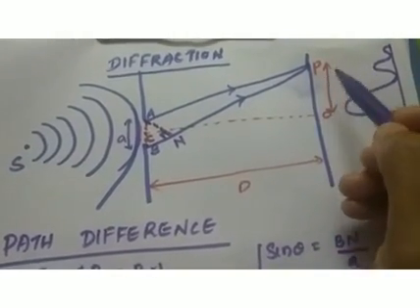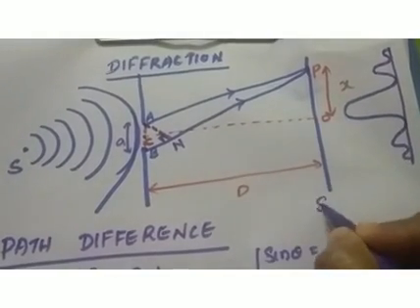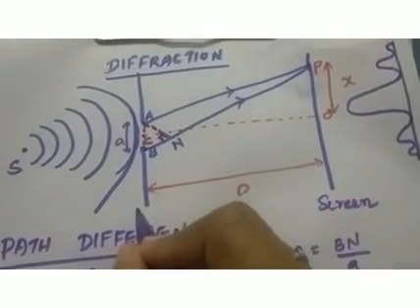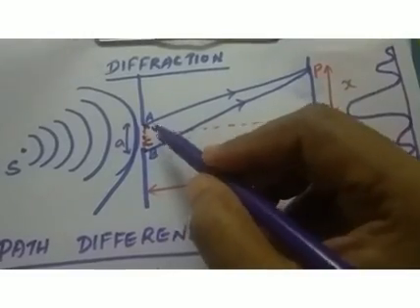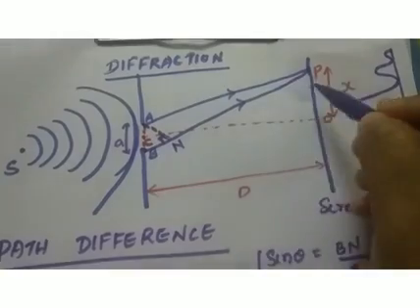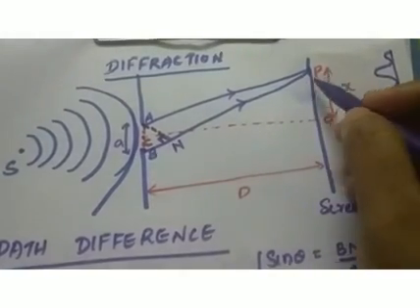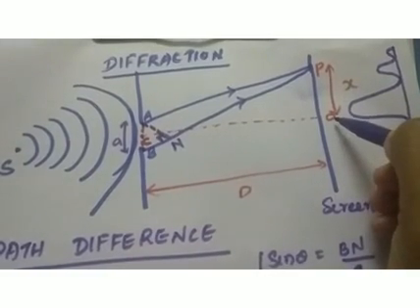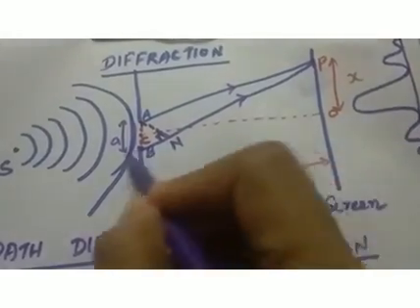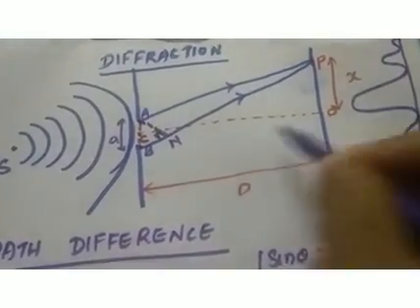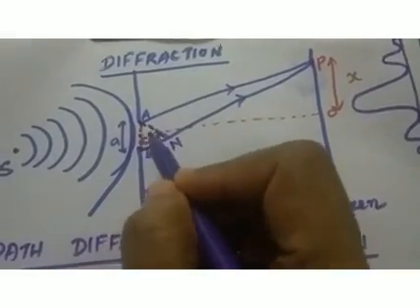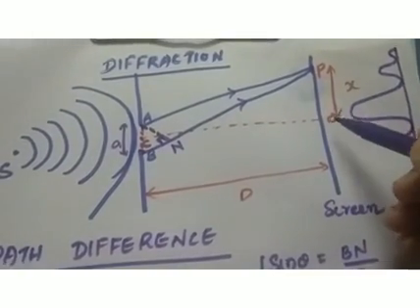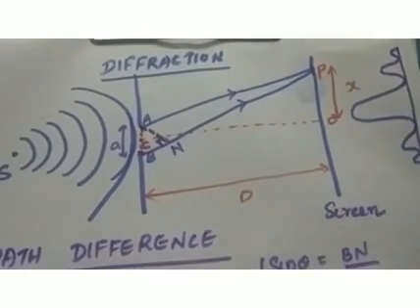Consider a point P on the screen. So this is the screen. The screen is placed at a distance of capital D from the slit. From the points A and B, waves are traveling towards the screen. Consider a point P on the screen, which is situated at a distance of x from the point O, and O is the center of the screen, and it also corresponds to the center of that slit. Okay, so consider a point P on the screen which is at a distance of x from O.